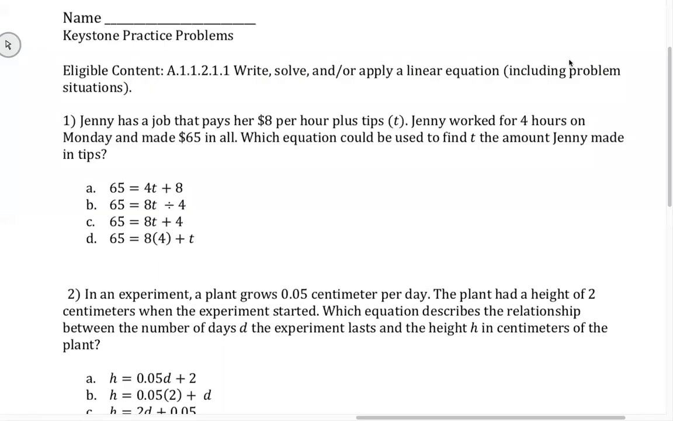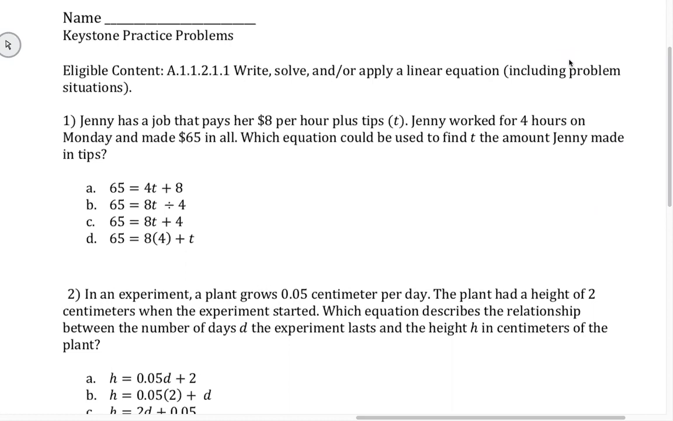All right, so these are the Keystone practice problems. My whole job is not to teach you just how to do these mathematically, but to teach you how to do them quickly and efficiently. So first step, when doing any of these problems, read the problem first, look at your answers.